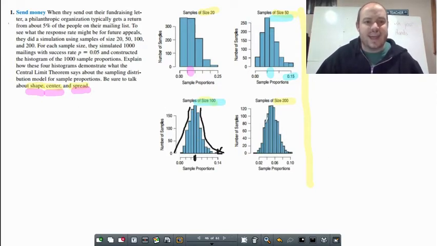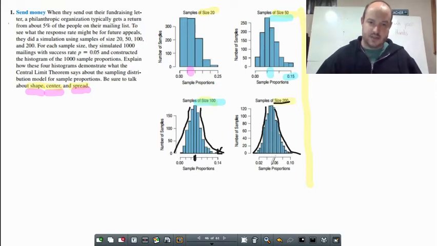And for our last guy here, we can finally see that the curve's kind of even on both sides. So this is as close to being approximately normal as we're going to get. So for our sample size of 200, our central limit theorem is in full effect. We are seeing that the middle is, let's see, straight down the middle here.